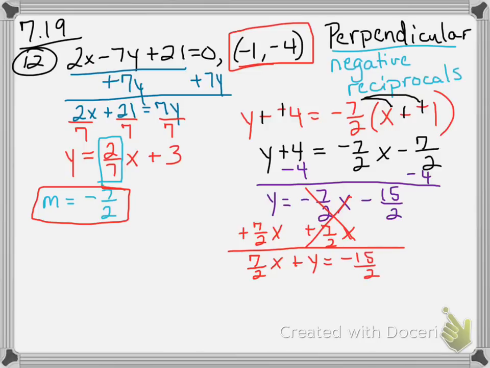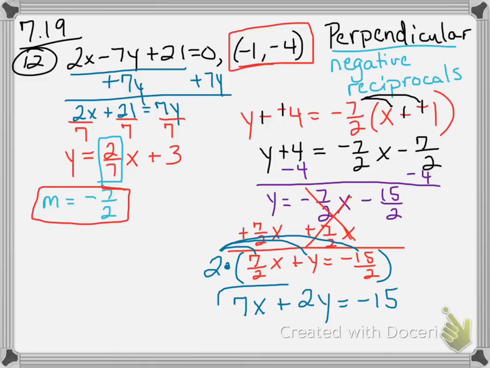And then the last thing that I'm going to do, because in standard form we are not supposed to have any fractions, is multiply the entire equation by 2. Okay, so that means I'm going to be multiplying each term by 2. So when I multiply 2 by 7/2 x, I get 7x plus 2y equals -15. And there's the equation in standard form.